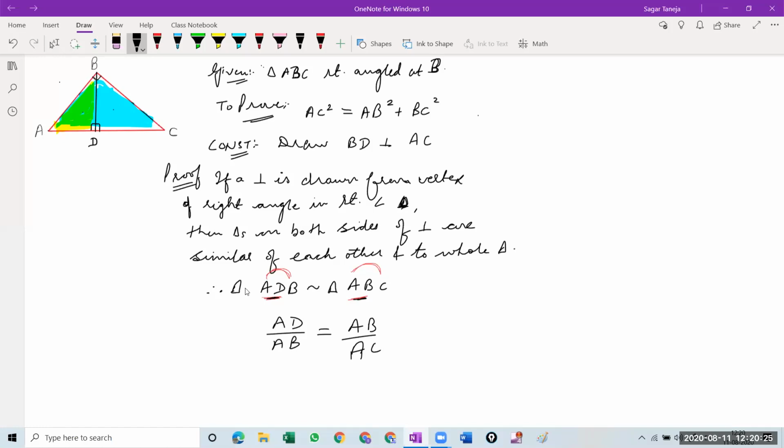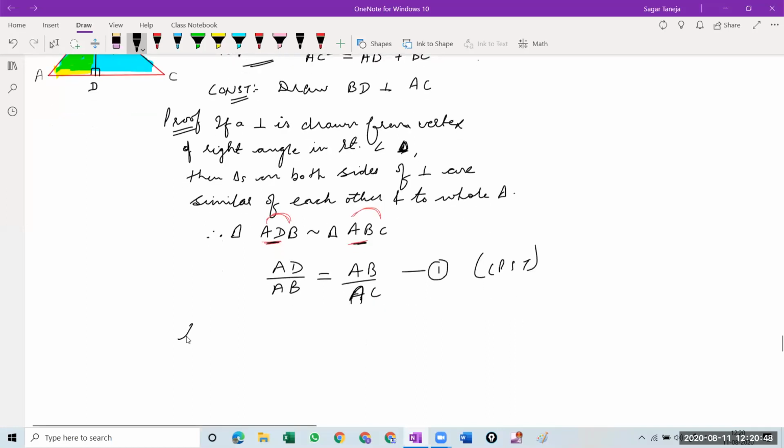And that's why I'm saying that naming is very important. Starting from A, then the right angle, then B, so ADB. Starting from A, then the right angle, then C, then ABC. So this is done. Let it be equation 1, and right here CPST, because angles are similar, so sides can be proportional to each other.